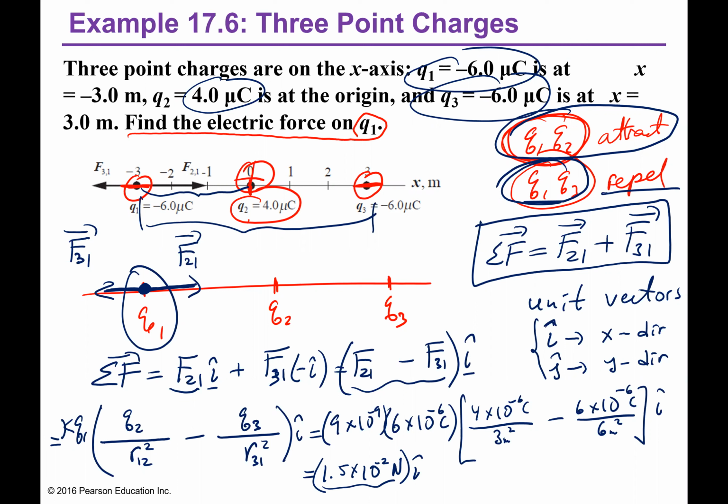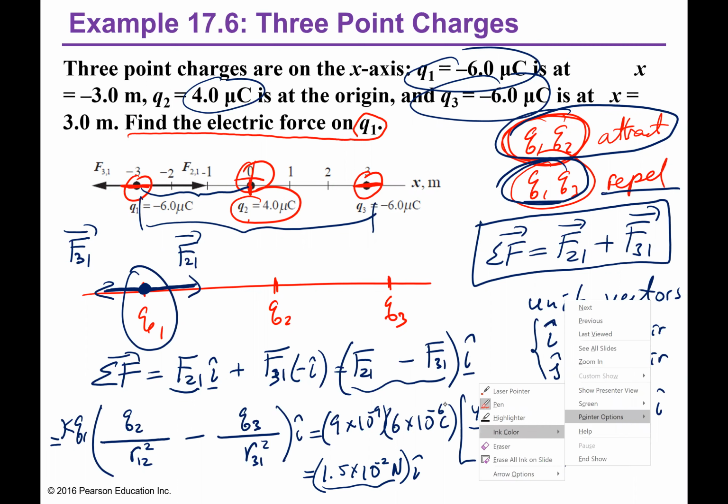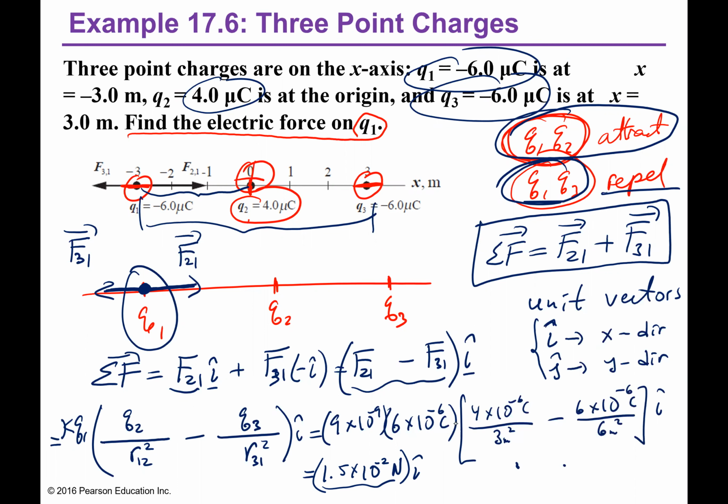So it's a positive. Positive I hat means then overall the force acting on charge Q1, let's do it maybe that color, so overall, the force then will be in this direction. This is the net force. That means charge 1 can be pulled to the right.